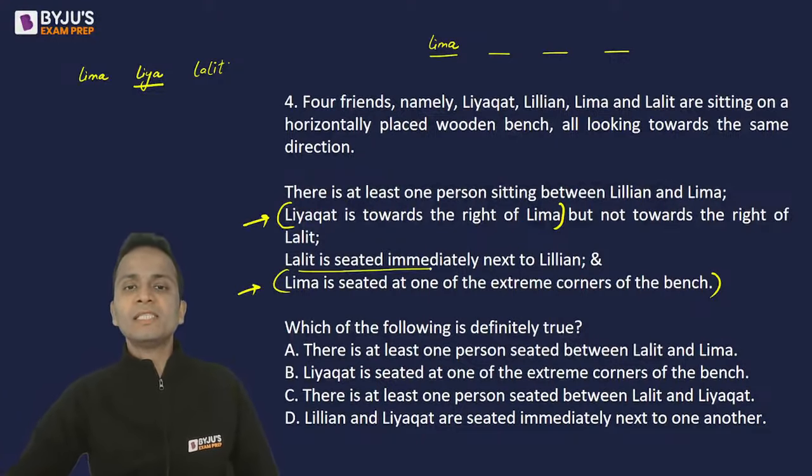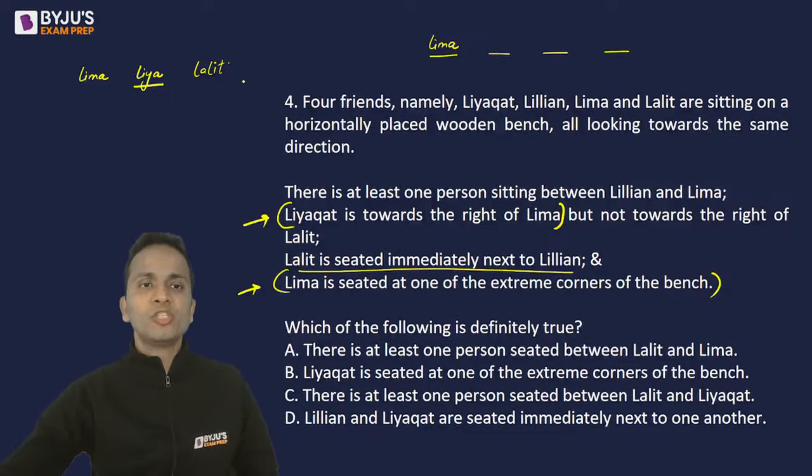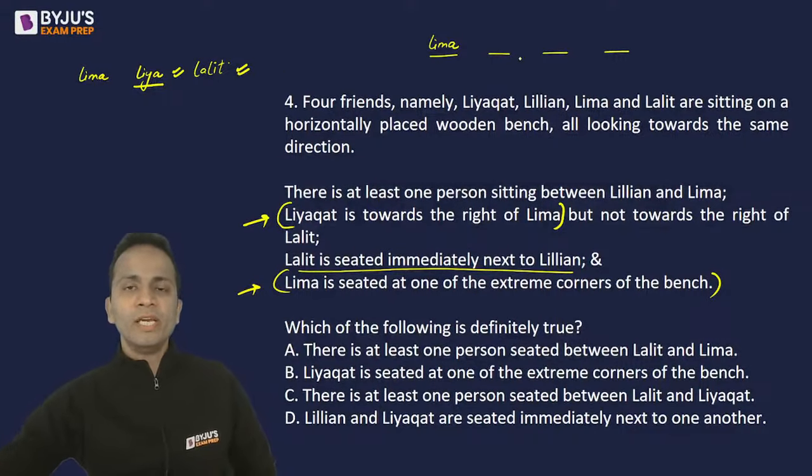Now Lalit is seated immediately next to Lillian. Now Lalit and Lillian are sitting together. Okay. They are sitting together. Fine. So Lillian, the fourth person, can be on the right hand side of Lalit, or it can be on the left hand side of Lalit. Okay, so I can say that on the second chair it is Liaquat.